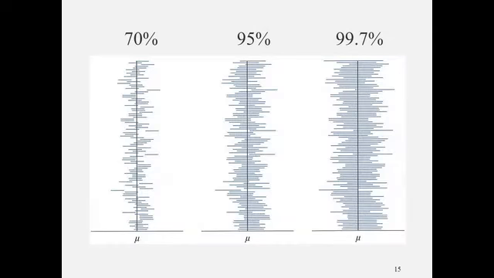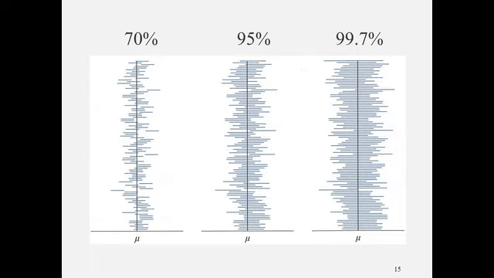In this graph, we can see the true population mean marked as mu. If we have a confidence level of 70%, that means that the interval we build around the sample mean will contain the true population mean 70% of the time if we repeat the sampling and estimation process many times. A confidence level of 95% gives us a wider interval, because now our interval will include the true population mean 95% of the time.